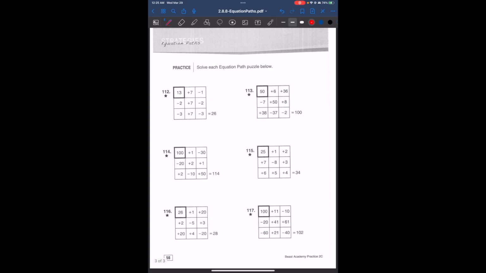Now we're on the last page, 112. All the problems on this page are trickier than what we've been doing so far. They all have a star next to them, but because we did solve a lot of practice problems before, I hope that you guys can solve all of these. Of course, if you can't or if it's a little tricky, that's totally fine. But with more practice, I'm sure that you guys will all be better at doing these equation path problems.